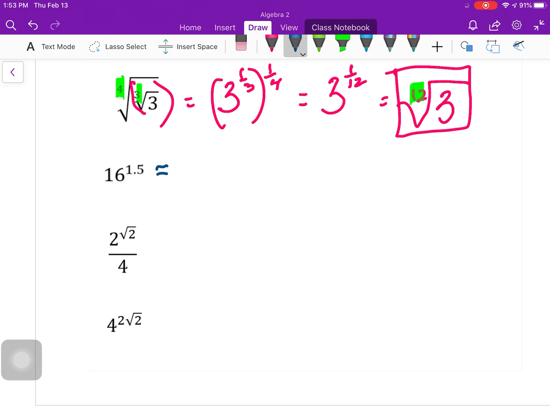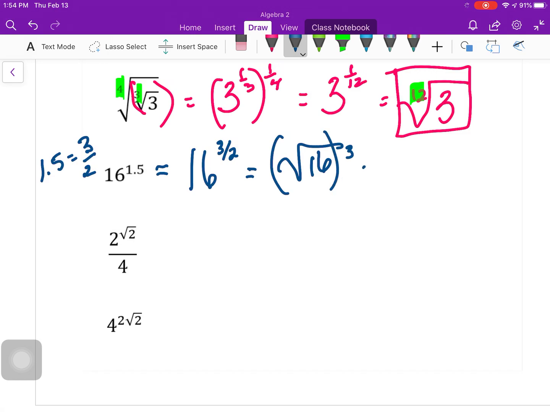The next one is 16 to the 1.5. 1.5 is equivalent to the fraction 3/2. So 16 to the 3/2 means the square root of 16 cubed. So the square root of 16 is 4, cubed is 64.